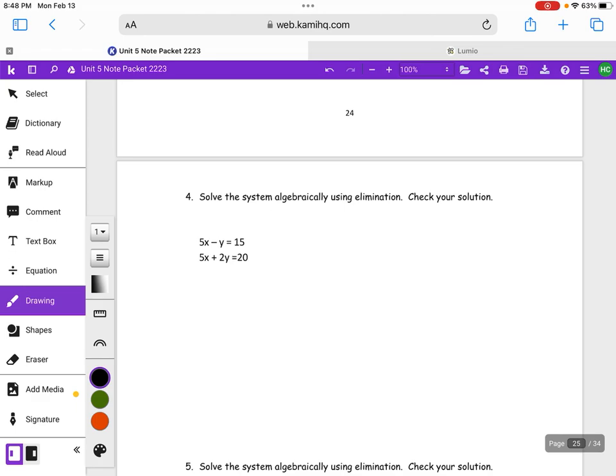Okay, looking at this right here, again, like the last one, I've got a positive 5x and a positive 5x. Right now, they combine to be a 10x. I don't need them to be a 10x. So what I'm going to do is change all my signs, or multiply them all through by a negative. Go ahead and add. Those will cancel. I'll get 3y because I have a 1y plus a 2y is a 3y, and a negative 15 plus 20 is equal to 5.